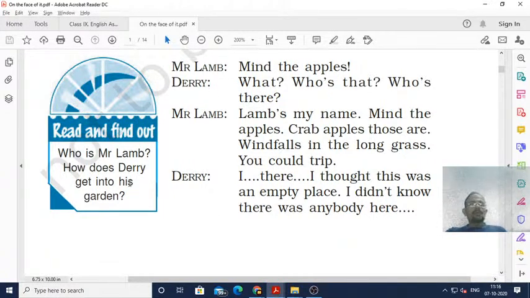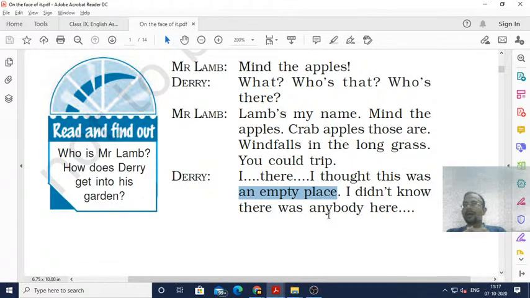So see, who is Mr. Lamb? How does Derry get into his garden? Mr. Lamb is saying, mind the apples. Derry says, what? Who is that? Who is there? Mr. Lamb says, Lamb by name, mind the apples. Crab apples, those are windfalls in the long grass. You could trip. Due to the long grass you can trip, so take care. And the apples have become crabbed. Derry says, I thought this was an empty place.